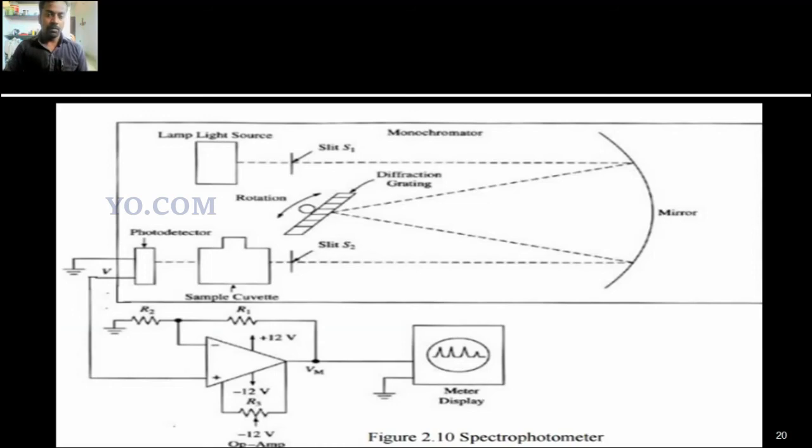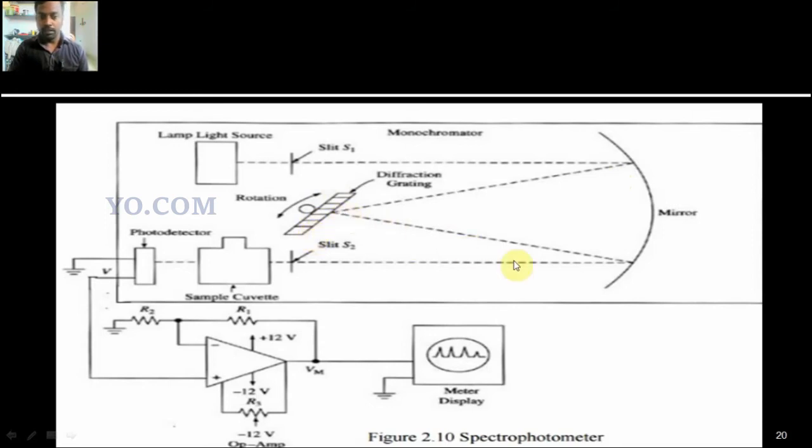The spectrophotometer has a mirror that is used to reduce the size. The lamp is present here, and the light is passing towards the mirror. The mirror reflects the light, and another reflector is there. Then diffraction, that is rotation. According to the requirement, it will rotate.